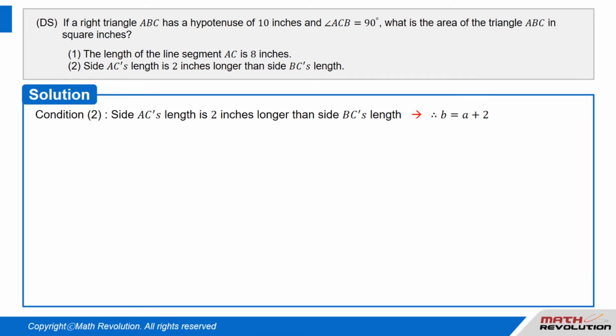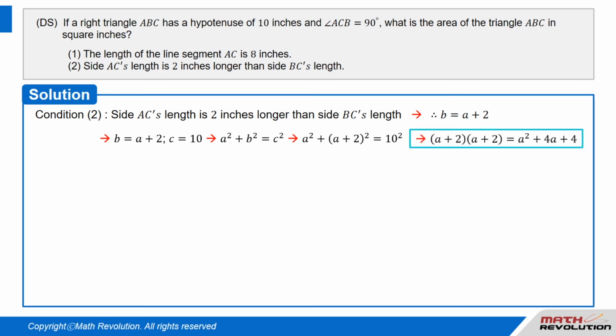Condition 2 tells us that side AC's length is 2 inches longer than side BC's. That is, b equals a plus 2. Substituting this in the original condition a squared plus b squared equals c squared, we get a squared plus the whole of a plus 2 squared equals 10 squared. We need to FOIL out the whole of a plus 2 times the whole of a plus 2, which gives us a squared plus 4 times a plus 4.